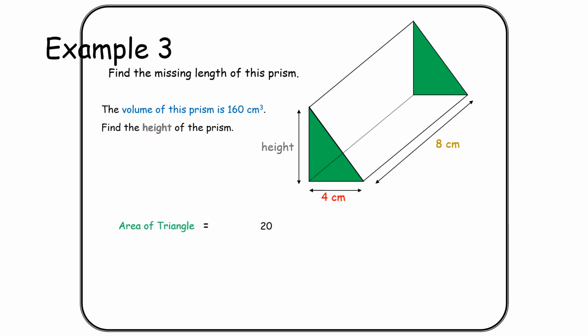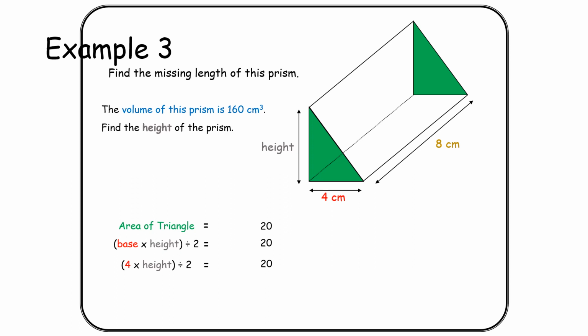We already know that the area of this cross section is a triangle, and we know that the area of a triangle is given by base times height divided by 2. So let's plug in the value of the base. The base is 4 here. So I will plug it back in the formula. So 4 times the height divided by 2 is equal to 20.